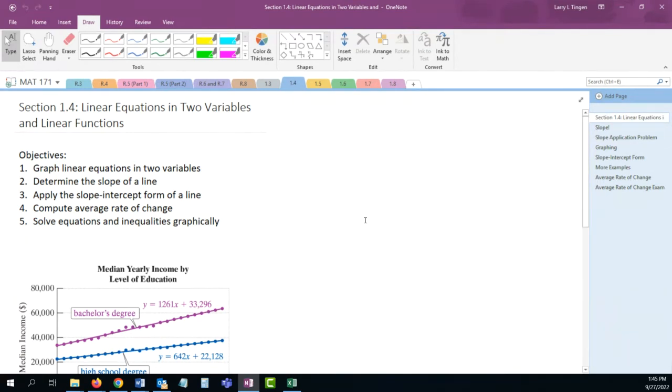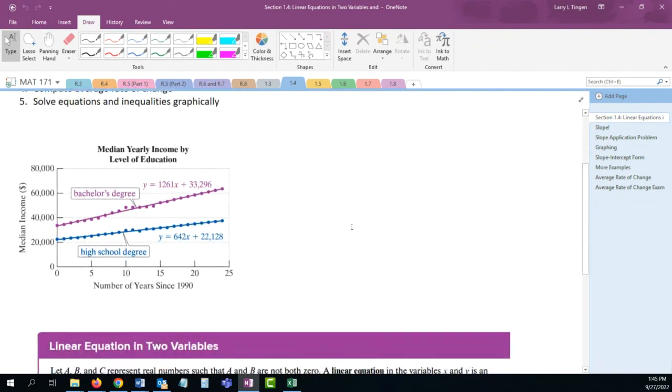And we see a graph right here of median yearly incomes by level of education. The y-axis has median income in dollars, and the x-axis, notice, is not the years, but the number of years since a given year. So on the x-axis you see 0, 5, 10, 15, 20. That's not the years 0, 5, 10. That's 5 years after 1990, 10 years after 1990, and so on.